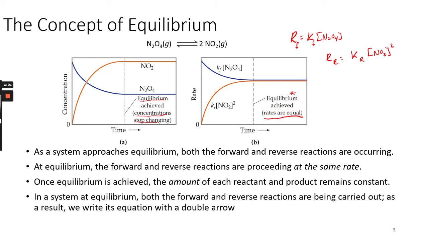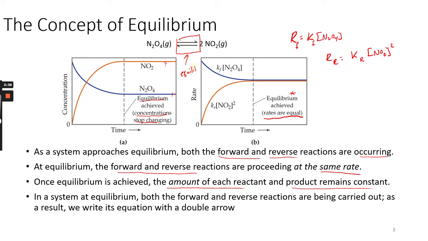Notice they're equal. So as the system approaches equilibrium, both the forward and the reverse reactions are occurring. At equilibrium, your forward and reverse reaction will proceed at the same rate. Once you achieve equilibrium, the amount of each reactant and product will remain constant. See, it's remaining constant here. In a system at equilibrium, both the forward and reverse reactions are being carried out. As a result, when we write the chemical equation, we use a double arrow.